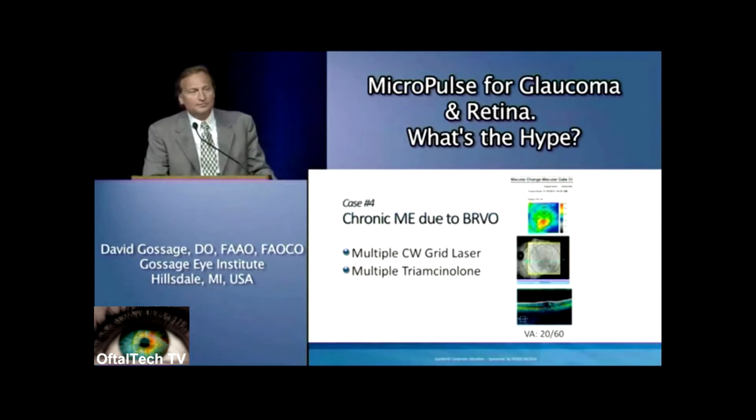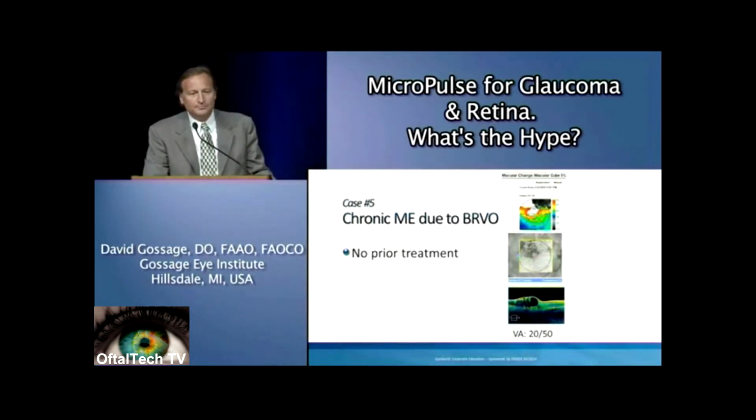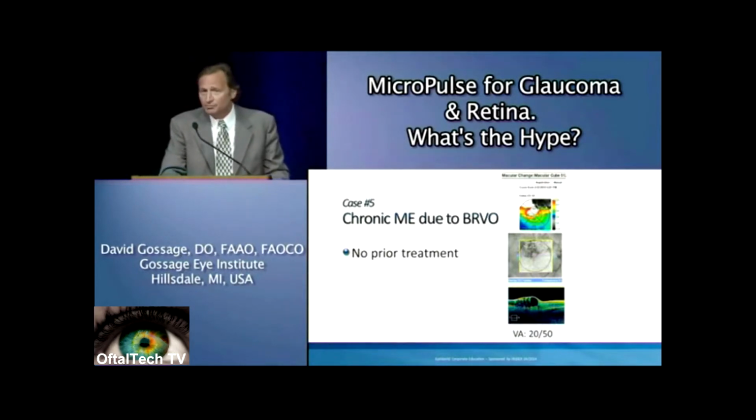Here's another case of a chronic macular edema due to a vein occlusion. This patient had multiple continuous wave laser therapy along with Kenalog injections. Visual acuity remained at 20/60. Here they are post-MicroPulse treatment 11 months later. Visual acuity improving from 20/60 to 20/25 with nice resolution of the edema. Next case is another case of a branch vein occlusion.